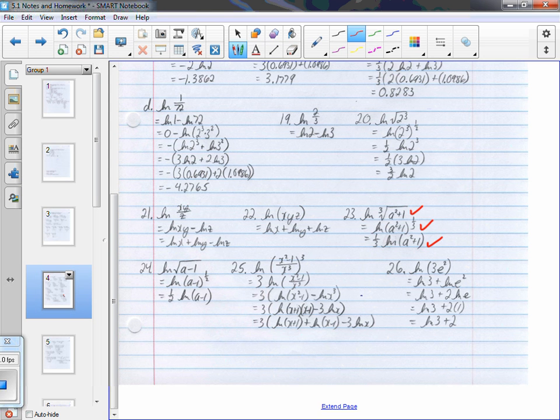Fairly common mistake, but one that you really need to not make is this. That's a misuse of the product property, isn't it? Yeah. Okay? So be careful. You cannot do that. So that's as far as I can go with 23.